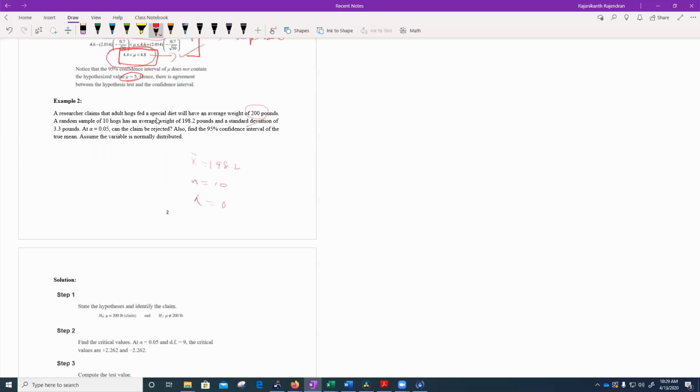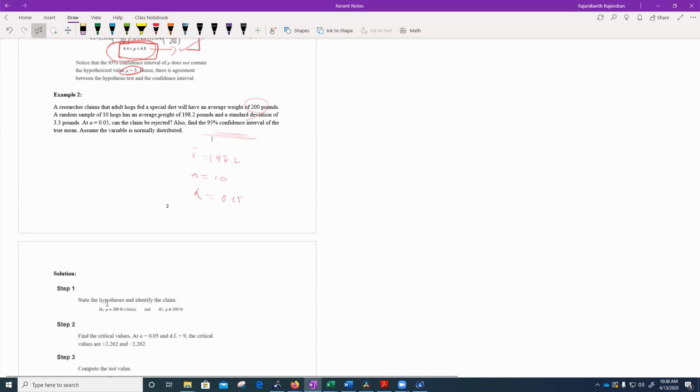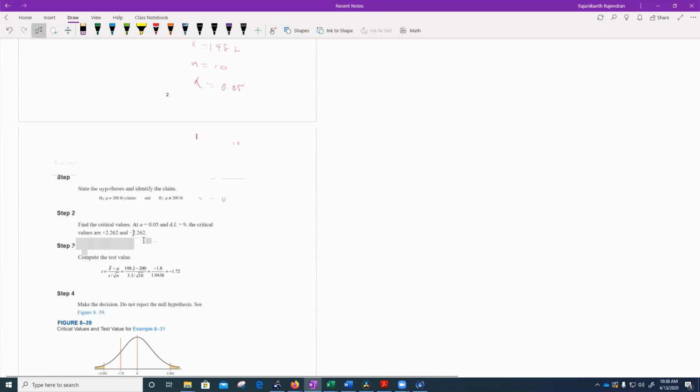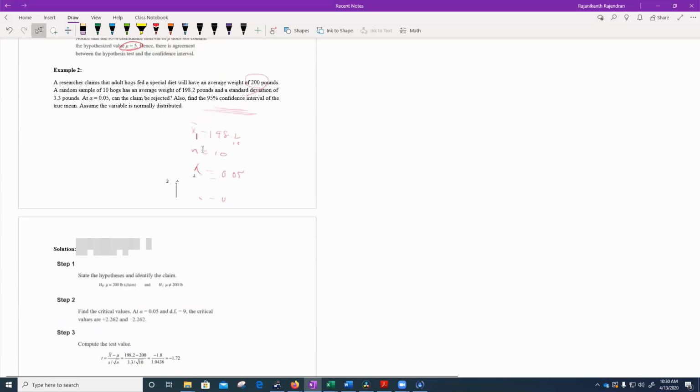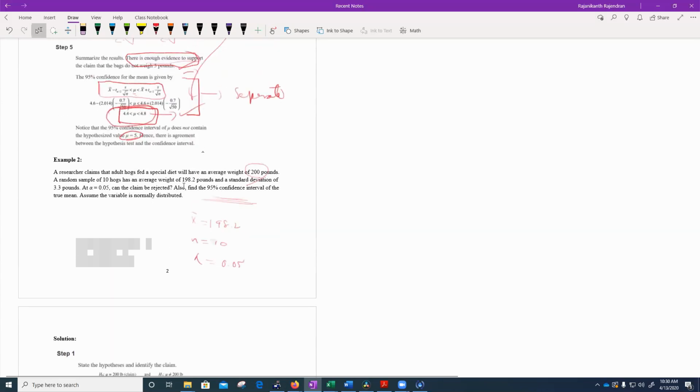And alpha is 0.05. So you know all the numbers. And also find the 95% confidence interval. Find these two separately, and let's see what's happening. So again, I have a two-tailed test, and I do the things like earlier we did. Again, do you know the sample standard deviation? Yes, 3.3. So little s is 3.3.